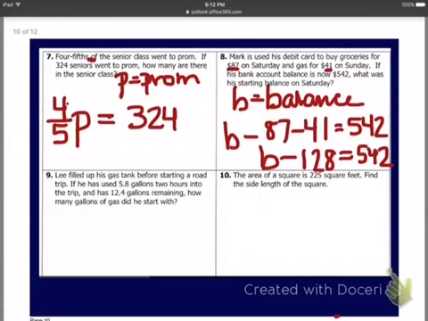So again, IXL has got some great practice. That's the stuff we did on Friday, so if you want to check that out, that would be great.